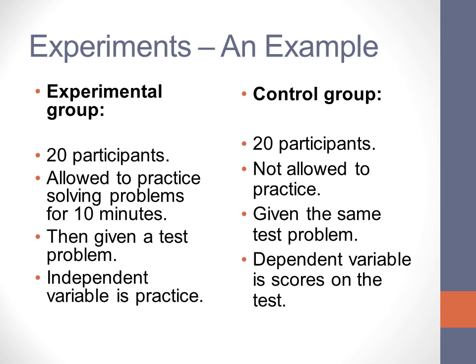In the control group, there are 20 participants. They don't get this practice, so they don't get the treatment, and they're given the same test problem. Here the independent variable, or the manipulated variable, is a lack of practice. For both of these experiments, the dependent variable is the scores on the test, and we compare the dependent variable to test our hypothesis. Our prediction should be that in the experimental group, the scores on the test will be higher than in the control group.